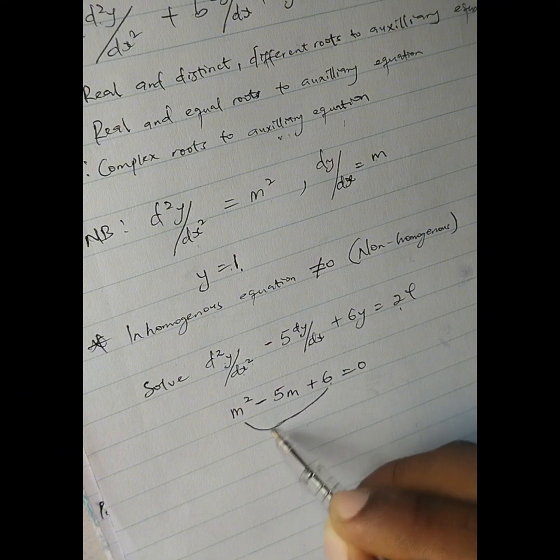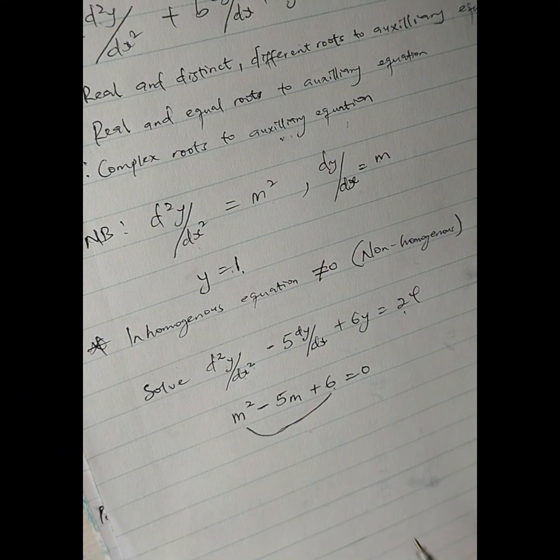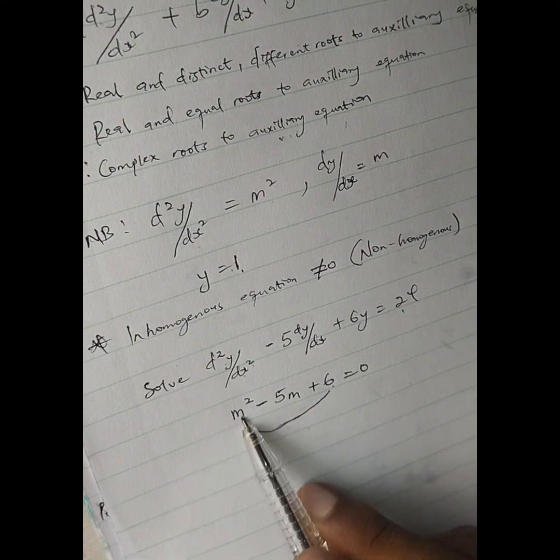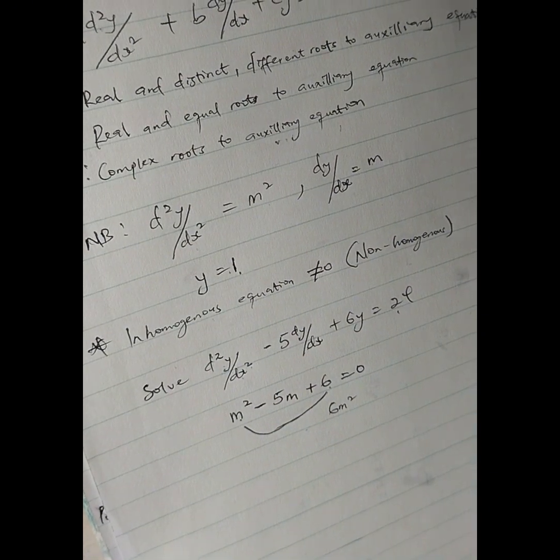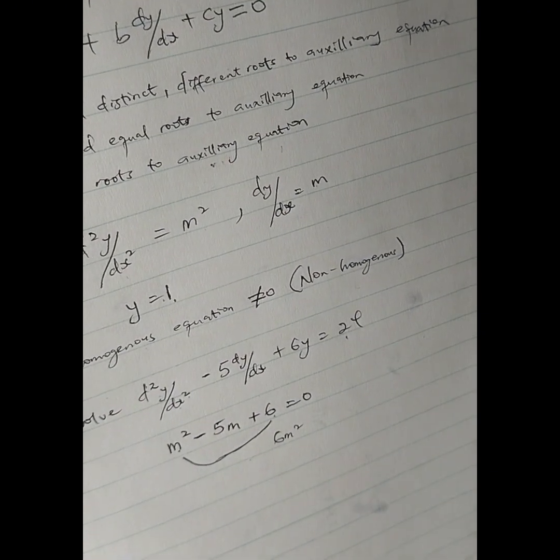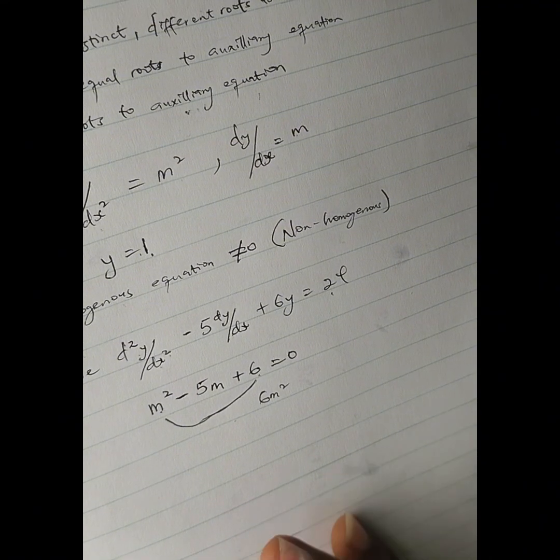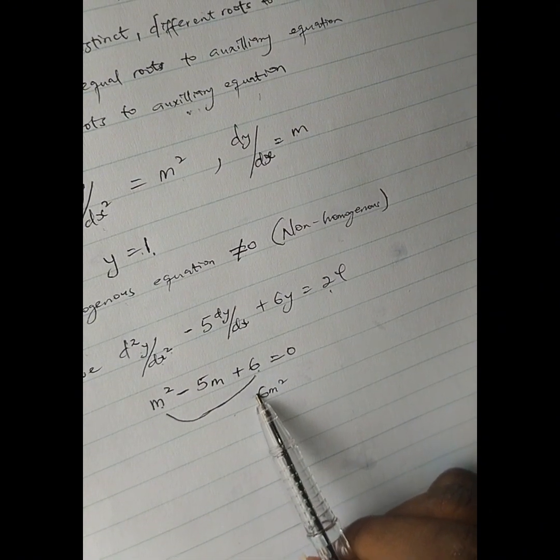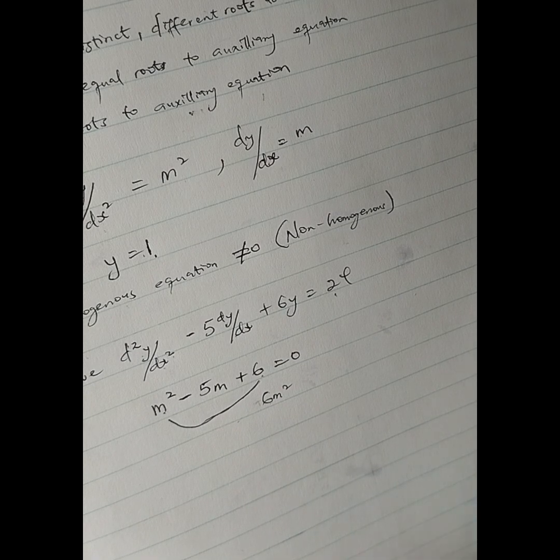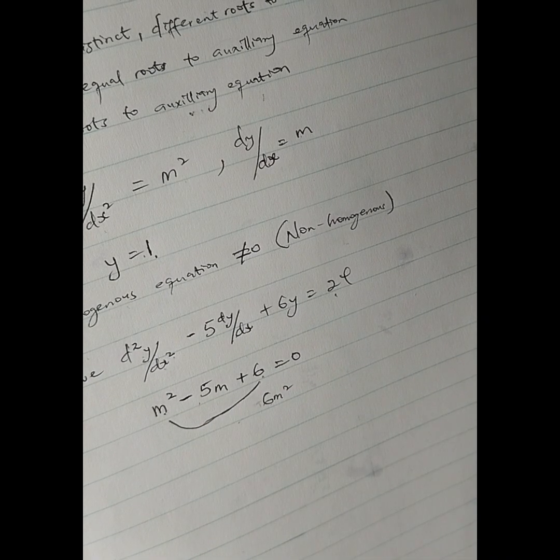So now take these three terms because they will turn to a quadratic equation. So in a quadratic equation, you multiply the first and the last term together. So we have 6m squared. So now, when we have something like this, we look for two numbers that when you multiply them together, it will give you 6m squared, and when you add them together, it will give us minus 5. So what are the two numbers? You can just think of 3 and 2.